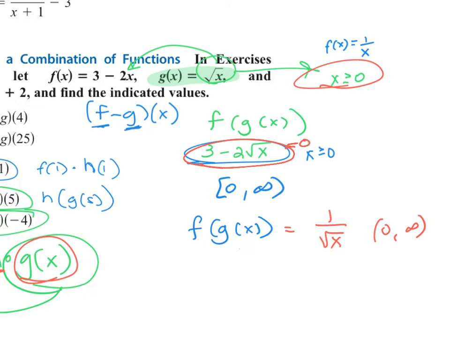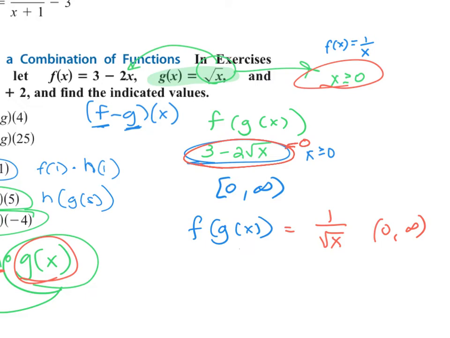Same thing for a fraction. What's only being restricted is what's in the denominator. The rest of the function doesn't matter. So if I have a square root, I'm setting what's under the square root greater than or equal to 0. If I have a fraction, I'm setting only the denominator not equal to 0. Or if there's a square root in the fraction, greater than 0.